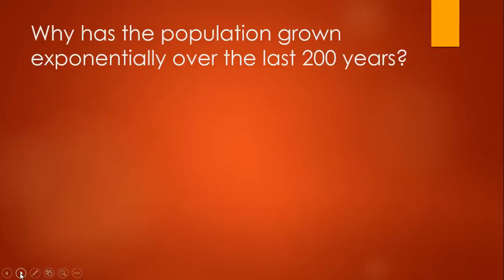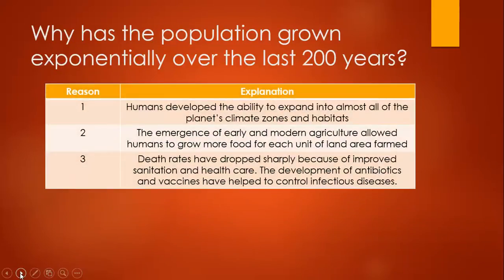So what we need to look at is, why has the population grown exponentially over the last 200 years? Well, we've developed the ability to expand into almost all of the climate zones and habitats on Earth. Early and modern agriculture allowed us to grow more food for every unit of land area that we farmed, and death rates have dropped sharply because we've improved sanitation, improved healthcare, and developed antibiotics and vaccines, which have helped to control infectious diseases.